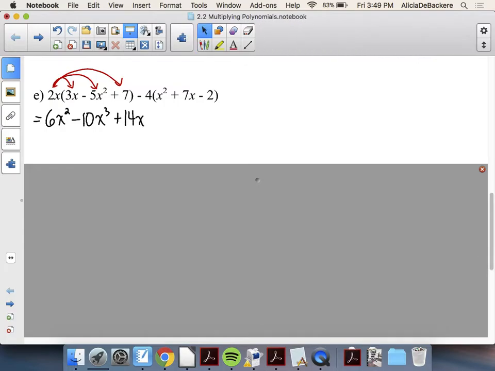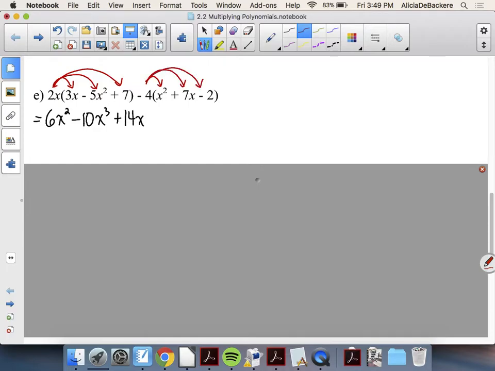And then in front of the second bracket, I have a negative 4, so I'm going to multiply that into the second bracket. And I get negative 4x squared minus 28x. Again, I'm just multiplying the 4 by the coefficient. And then negative 4 times negative 2 gives me positive 8.